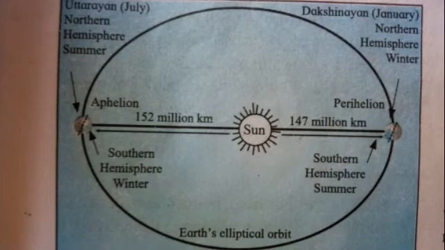And the second position, which is away from the sun at 152 million kilometers, is called aphelion. Sometimes people call it like that too. So these are the two different things that we have to consider while learning about the different seasons and how they occur.